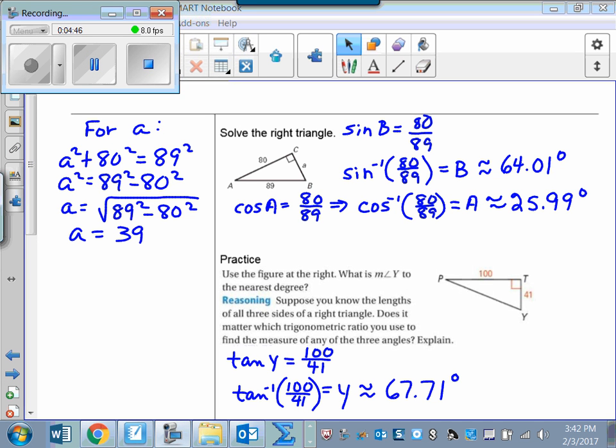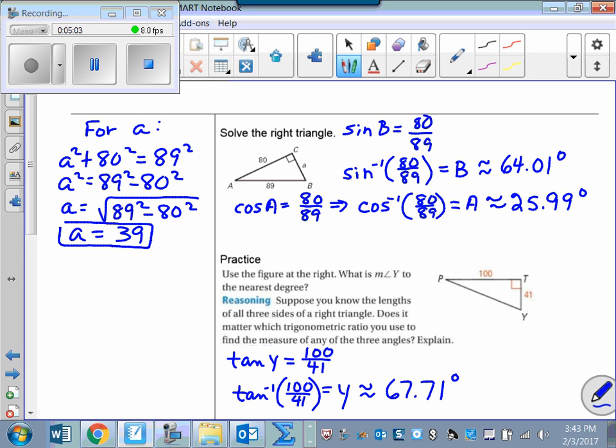So I want to solve this right triangle here. I guess I should start with the side. I could start with side A, and all I have to do is use the Pythagorean theorem, right? A squared plus 80 squared is going to be the hypotenuse squared. And when I do that math, I get that the side length of A is 39. So hey, 39, 80, 89, that would be a Pythagorean triple, would it not?